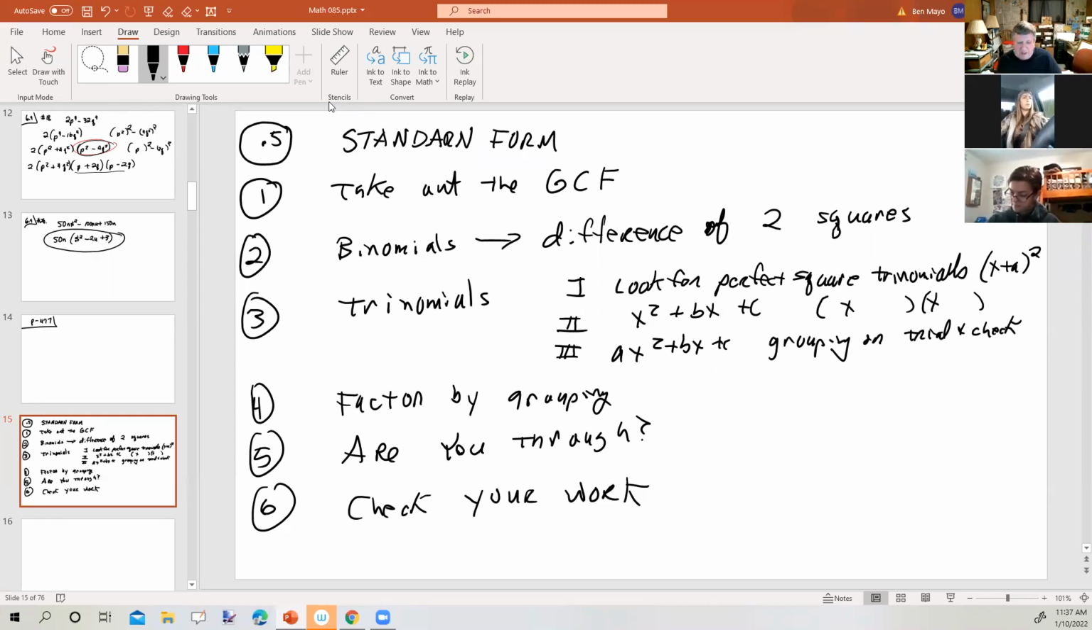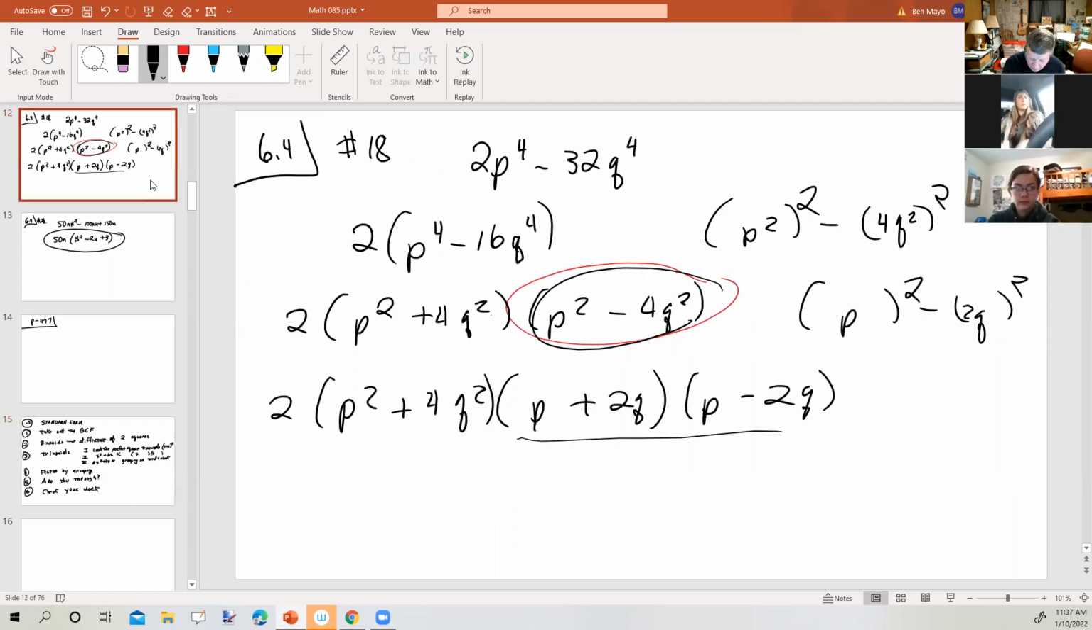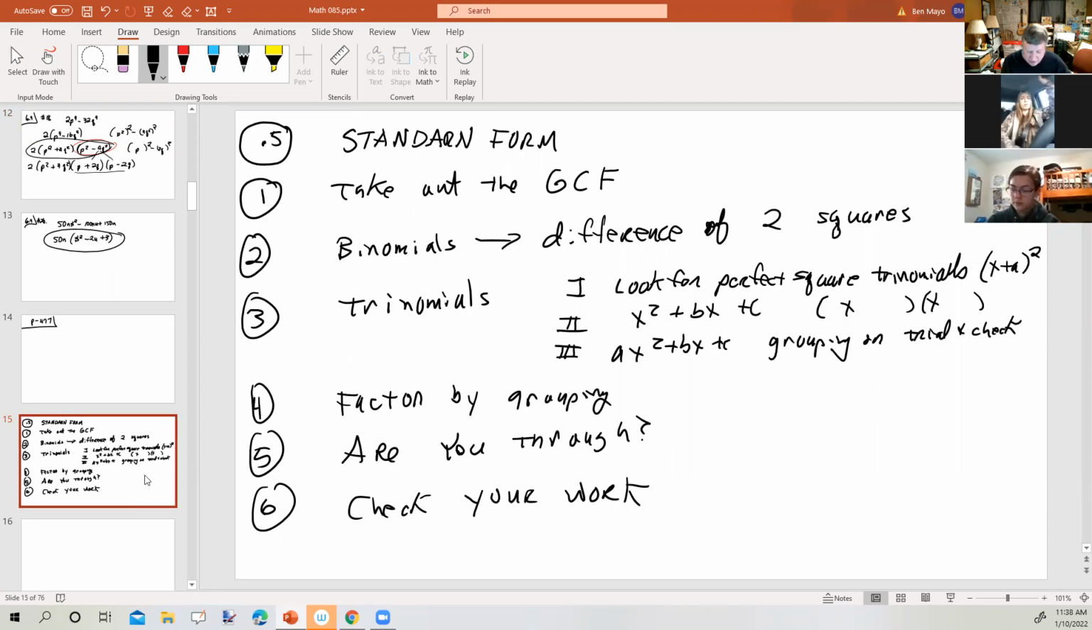Okay, so if we have a polynomial, the first thing we want to do is put it in standard form. Then we want to take out any greatest common factor. Then looking at what's left, we look to see if there's the difference of two squares. If so, we factor that. If it's a trinomial, first we see if it's a perfect square, then if it has a leading coefficient of 1, and then if it's neither of those, we use grouping or trial and check. If there's 4 terms, we use factor by grouping. Are you through? For instance, the problem I just did earlier, where the student stopped there, they weren't really through, they could have kept going. And finally, check your work.